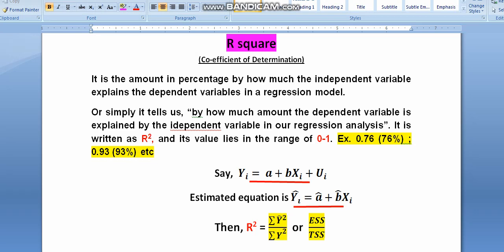Well, anyway, it is just a short explanation: R square is nothing but the percentage by which the independent variable explains the dependent variable in our regression model.